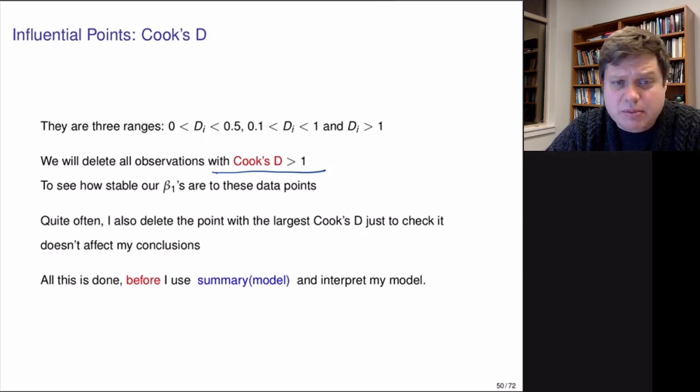We're going to look at an example, but whenever you see influential points, you always have to think whether this point should belong to the data set or not, because remember, an influential point changes your estimate, and it's up to the modeler to decide whether to keep this point as part of the training data set or not. Often I delete the point with the largest Cook's distance just to check that it doesn't affect the conclusions. So it's one of the modeling considerations what to do with those influential points. We'll look at an example.